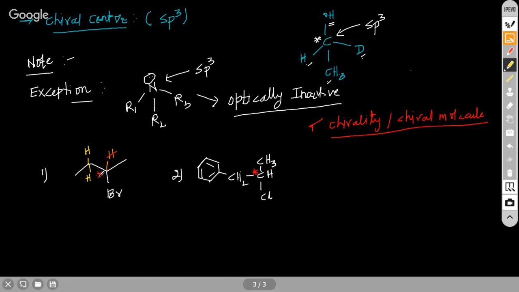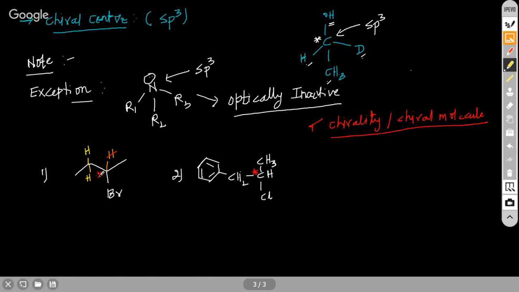How to check that, we'll see with some examples. To decide whether a given molecule is chiral or not, we'll check what kind of symmetry we have. If the symmetry is not there, mainly plane of symmetry and center of symmetry, then the molecule is chiral and it is optically active. If any kind of symmetry is present, then the molecule is said to be achiral. Write it down.